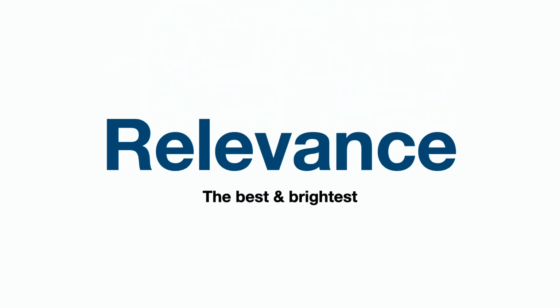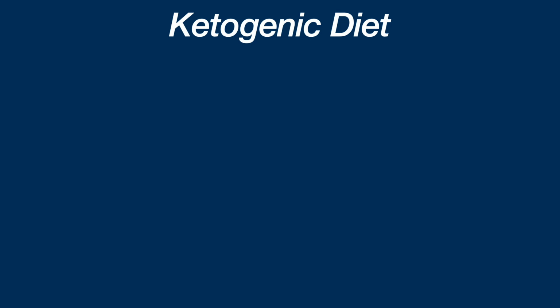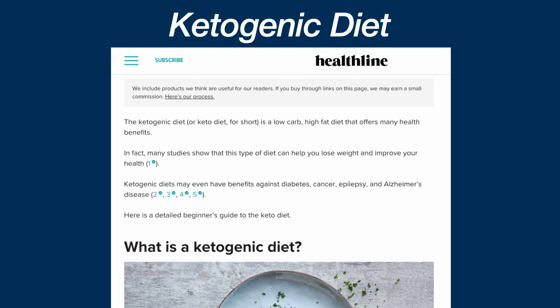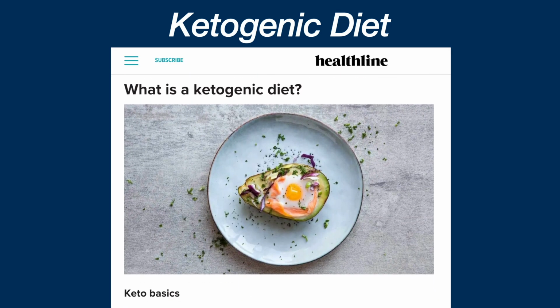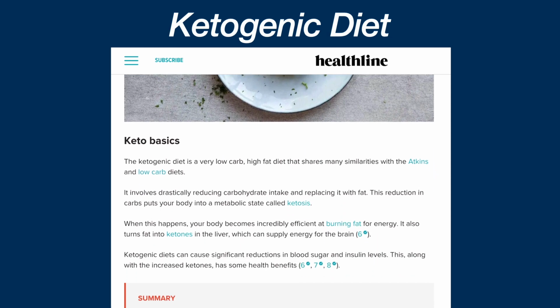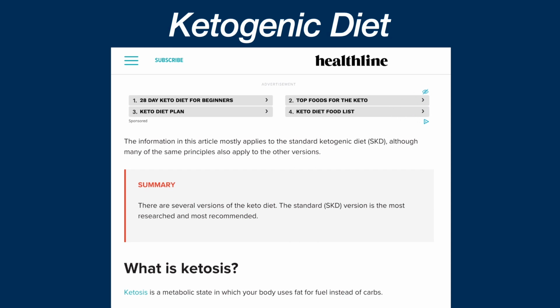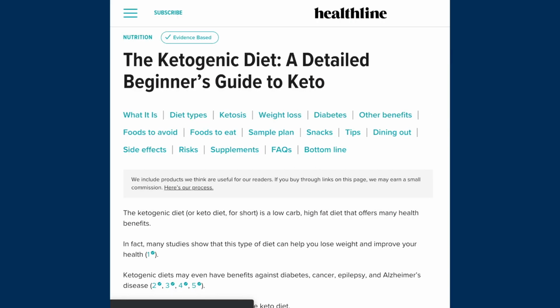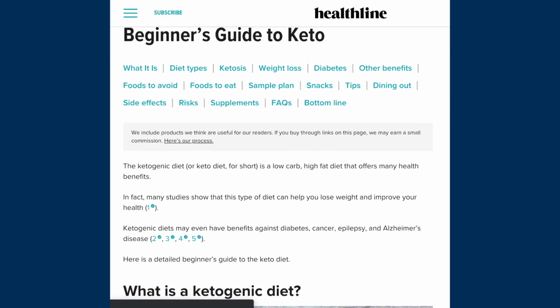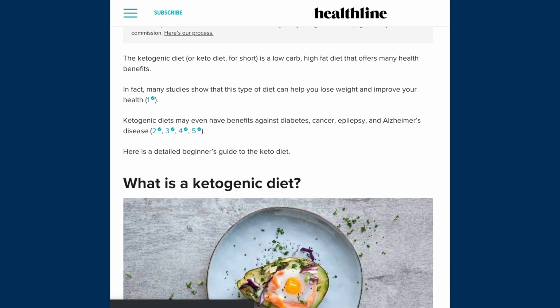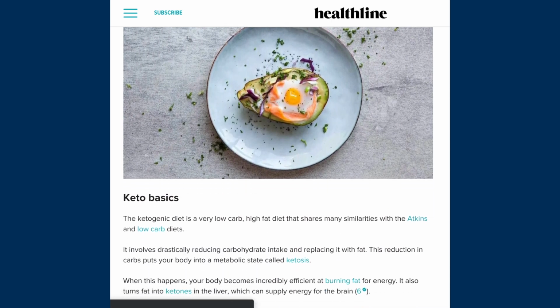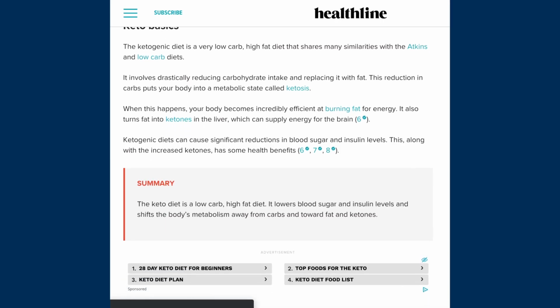Next, we've got relevance, the best and brightest. Let's say I'm researching the ketogenic diet and I find something from Healthline that describes what is the ketogenic diet, what are the basics, what's the summary, what are different types of ketogenic diets. In the grand scheme of a project on the keto diet, I would argue that that site was pretty relevant, as it did contain a wide array of information about my chosen topic.